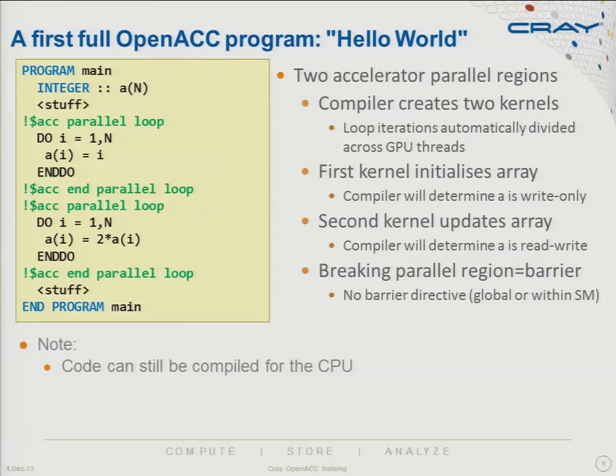I've broken the parallel region here because I need a barrier. I need to make sure that this has finished before I do this operation, because in principle, the way it divides up these loop iterations could be different for the two kernels. So I must make sure it's finished the first task before the second. There's no way to put a barrier inside a parallel region for the GPU because of the way the GPU works. The way you make a barrier is you end the parallel loop and then you start a new one.